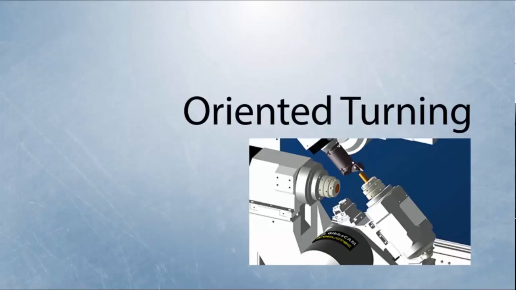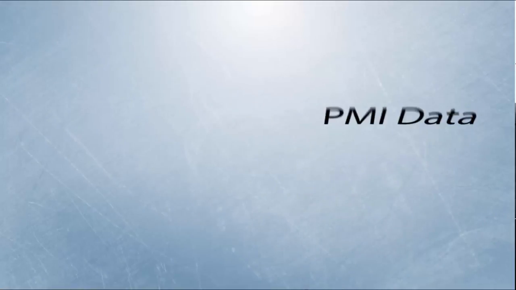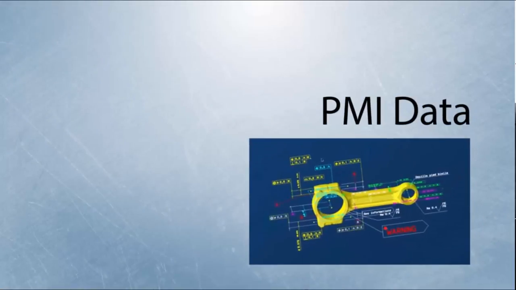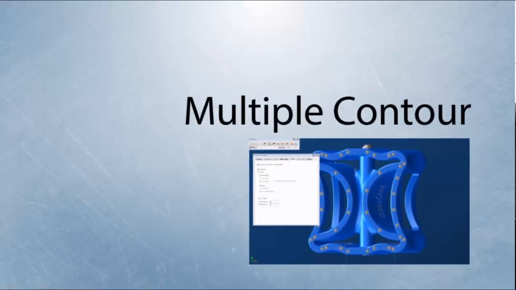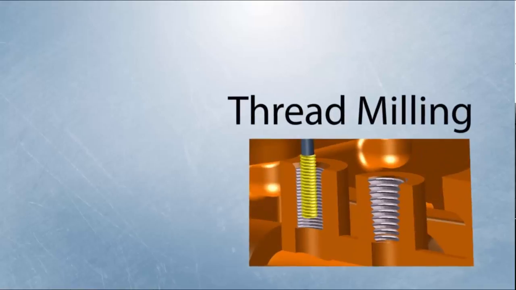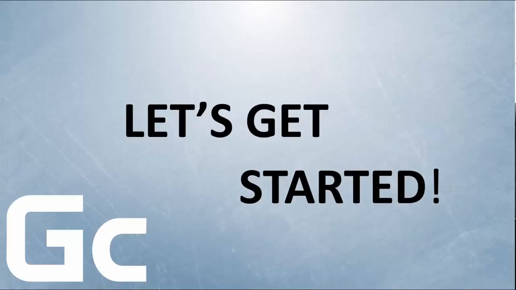We've made improvements to our turning package by adding the ability to set tool orientation in relationship to the part. I'm also going to show some new stuff in VoluMill, and you're now able to import product manufacturing data, PMI. Machining multiple contours is now a lot easier, and there's a complete overhaul to the thread milling package inside of GibbsCAM. There's tons of 5-axis things that are new, and now in Advion you can actually create turning tools and model those up for GibbsCAM. So let's go ahead and get started. Again, if you have any questions, shoot them out, I'll get them to you.